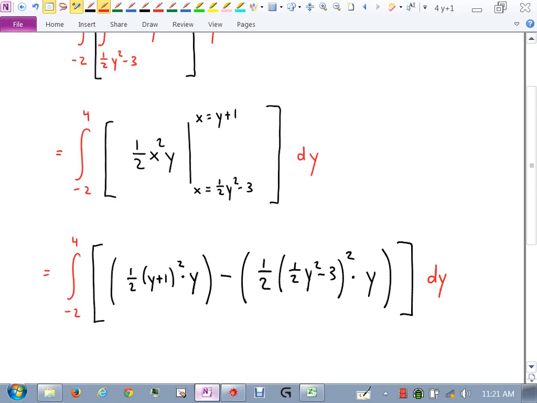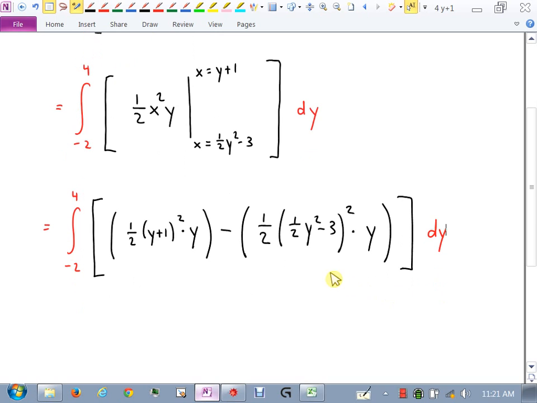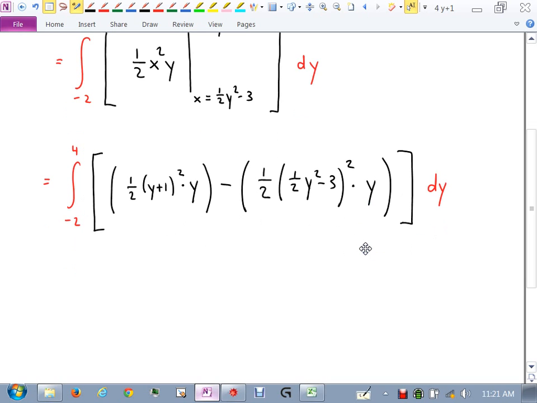Does everyone see that plugged in? Replacing the x right here with y plus 1, that's this. Then subtract from that, replacing this right here and here for x. This is just algebra at this point, right? Just expanding things out.